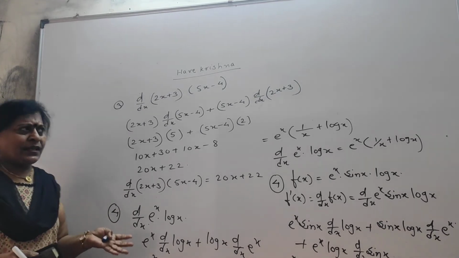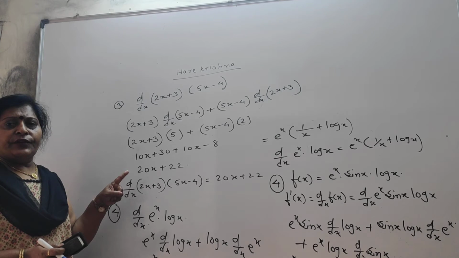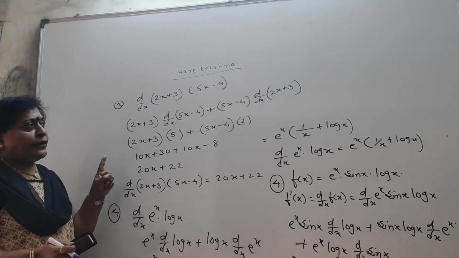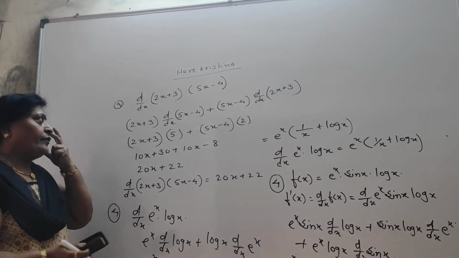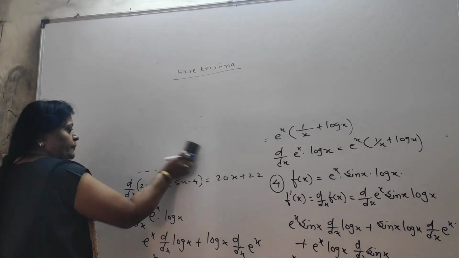We can take many examples here. The rule is that one function remains as it is, take the derivative of the other function, plus the second function remains as it is, and then take the derivative of the first function. Right? Again I will take one more example here.